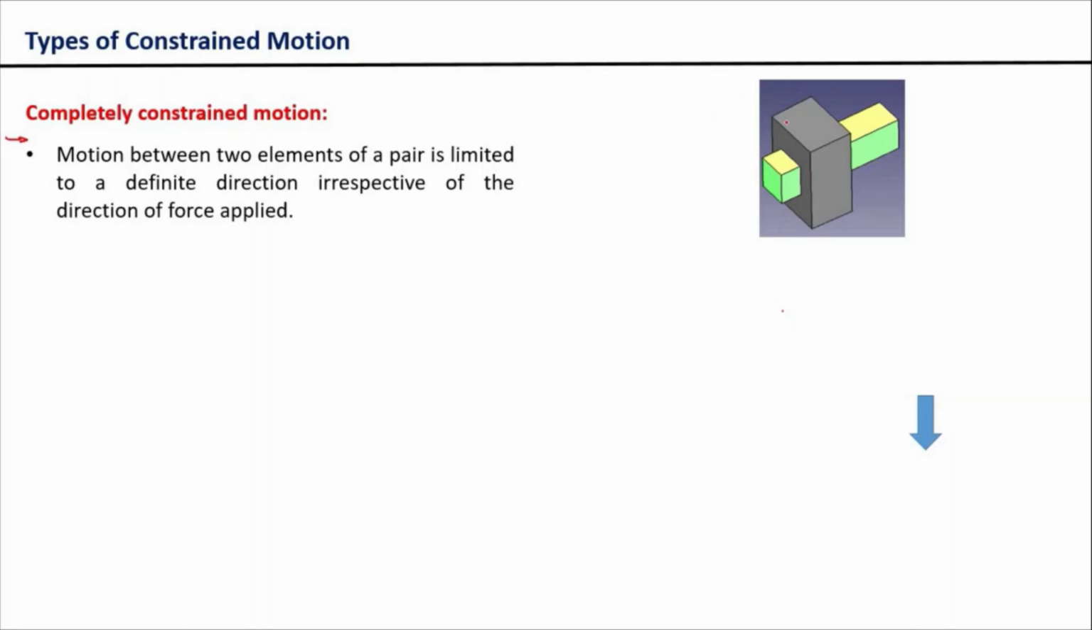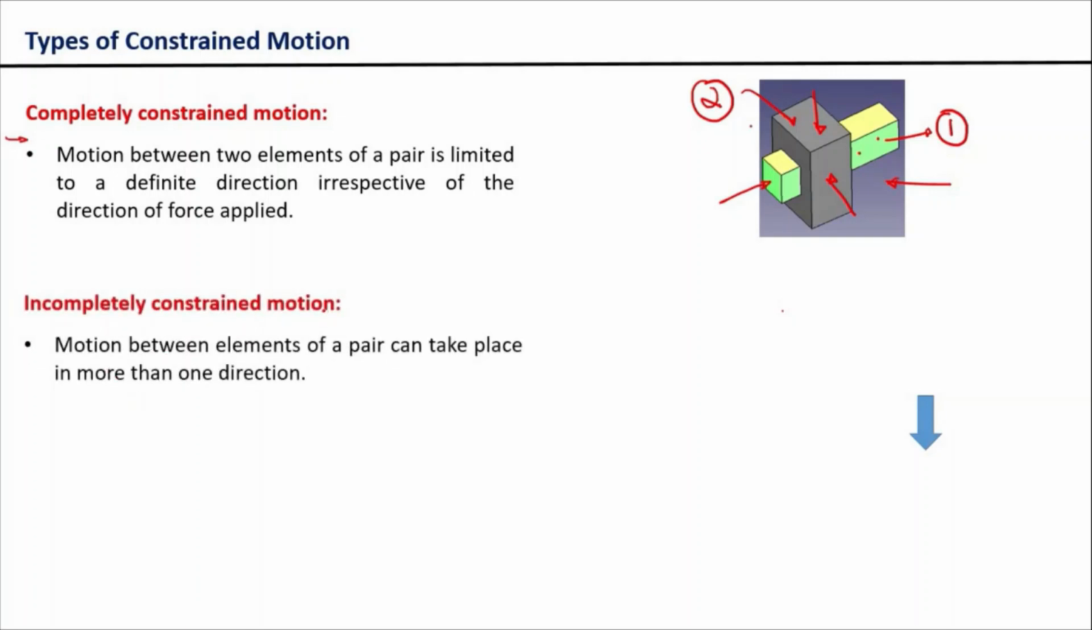Again, I will consider the same example of a sliding pair. Here you have this rectangular bar as link 1, this rectangular bar as link 2. Now in this scenario, it doesn't matter in which direction you apply the force, be it axial direction, be it lateral direction, or be it this direction. It doesn't matter. Links 1 and 2 will always have a sliding motion relative to each other. Such type of motion is called a completely constrained motion.